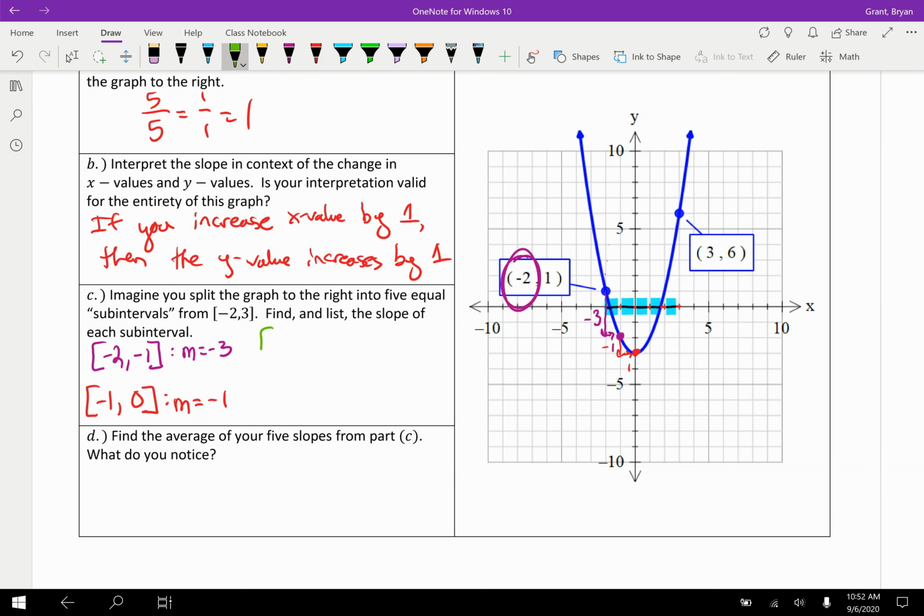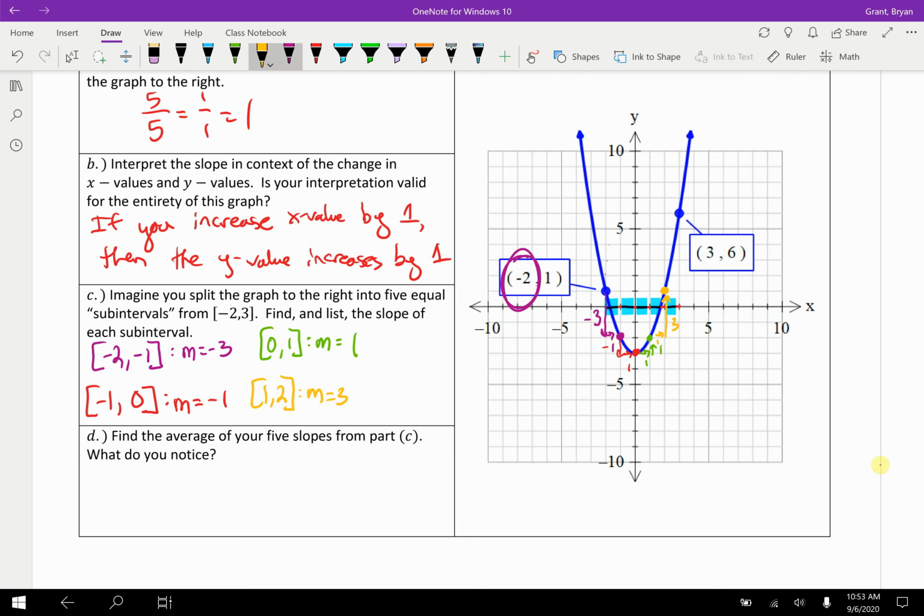Okay, our next one's going to be from 0 to 1. So 0 to 1 looks like it's right 1 and up 1, so that's going to be a slope of 1. We look from 1 to 2, and our slope, let's see, from 1 to 2, where is the next point? Oh, it's up here, isn't it? So it's going to be right 1 and up 1, 2, 3. So up 3 and to the right 1.